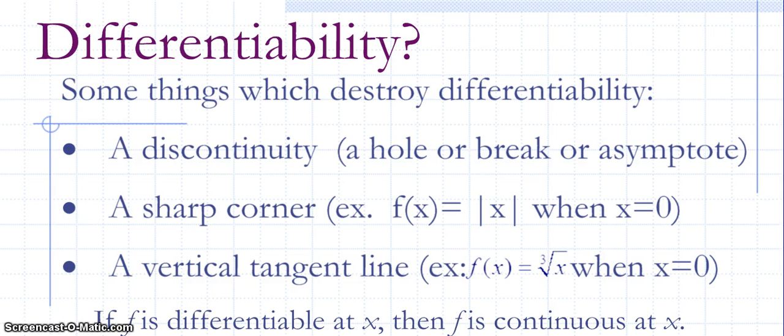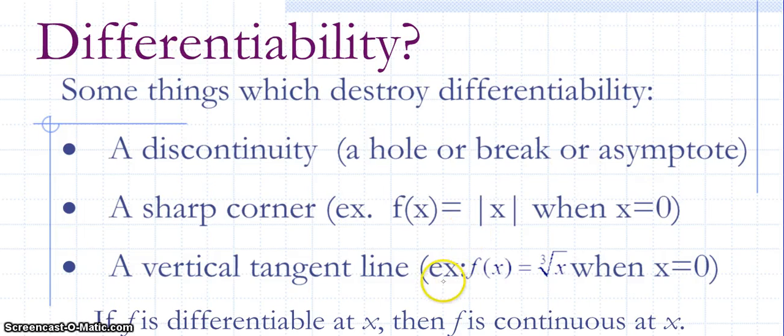A discontinuity. So a hole, break, an asymptote, those are all things where a function is not differentiable at that location. A sharp turn, or sometimes this is called a cusp, potentially. An example of this would be absolute value of x when x is 0. So there's a sharp turn there.